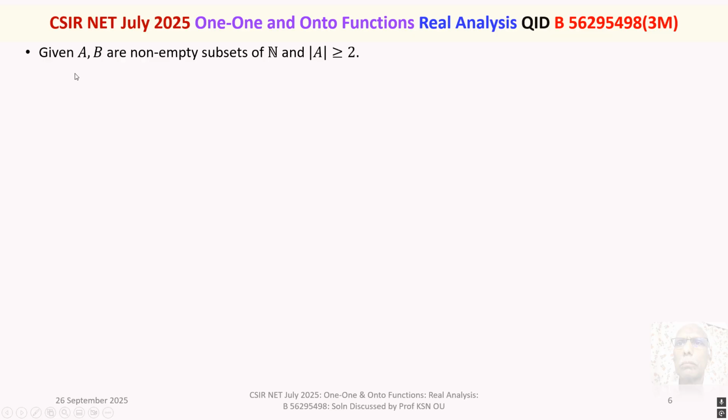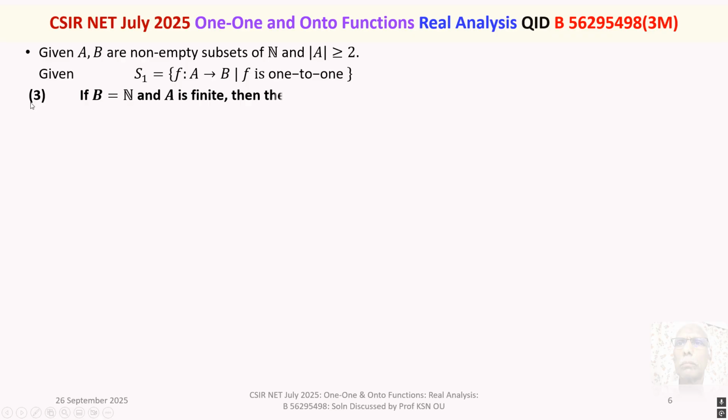We are given A, B are non-empty subsets of N and the cardinality of A greater than or equal to 2. We are given S1 is the set of all functions f from A to B, where f is 1 to 1. Let's consider option 3. If B is equal to N and A is finite, then there exists a 1-to-1 map from B to S1.